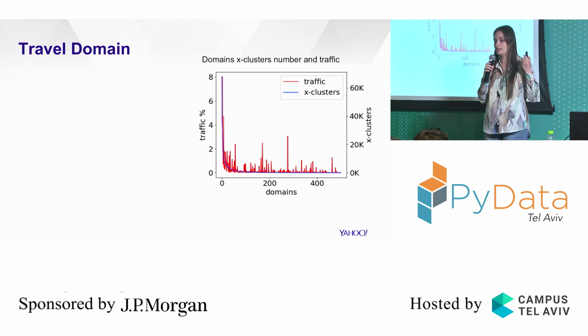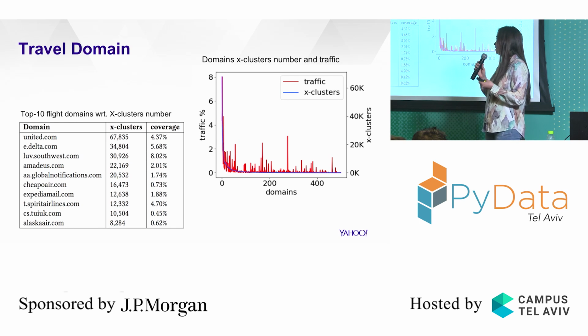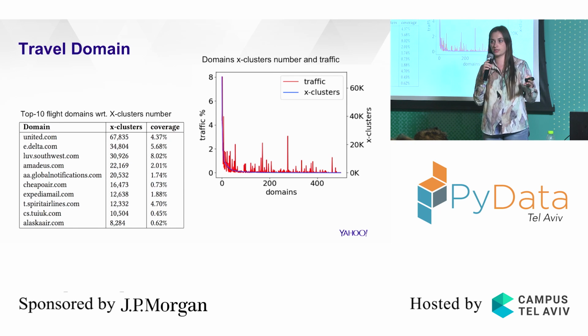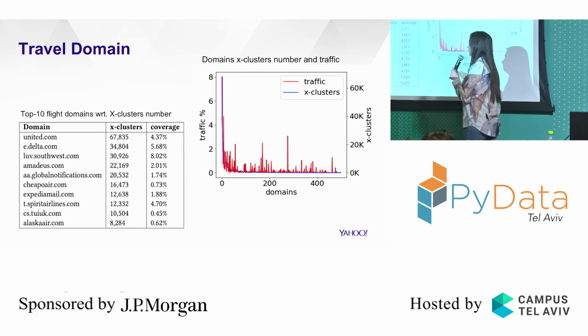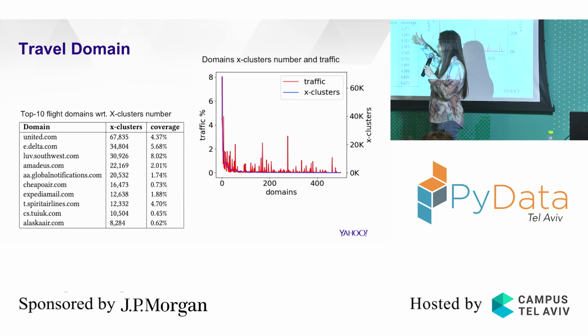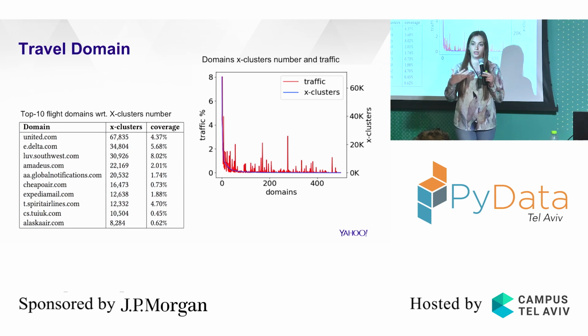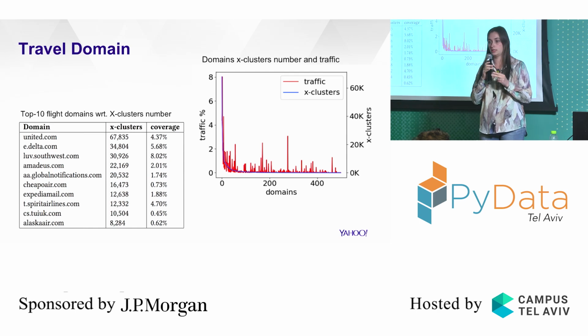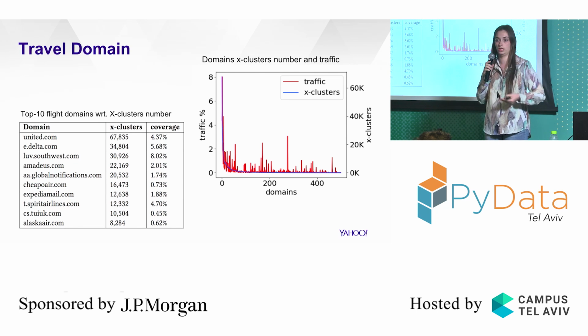You can have up to 60 X clusters, but your traffic will not be the top, not the highest percentage of messages. Here we just show the top flight domains versus the X clusters number, and you can see that this method should be able to handle domains that have a lot of structures that tend to change frequently.